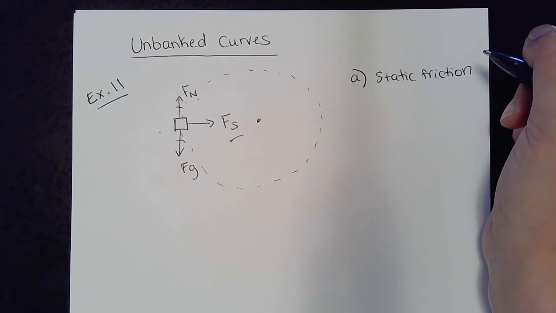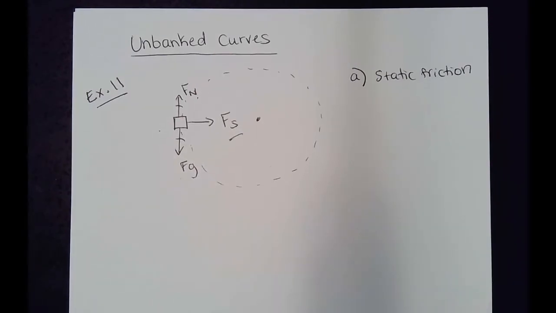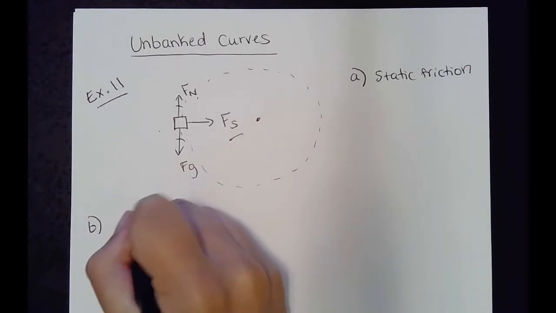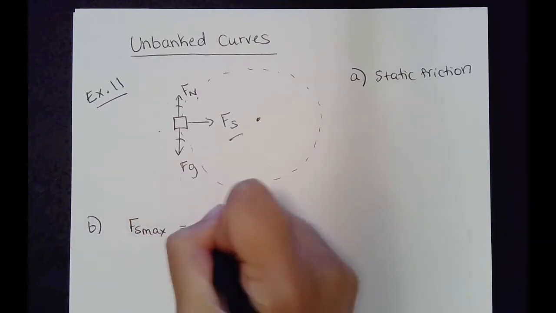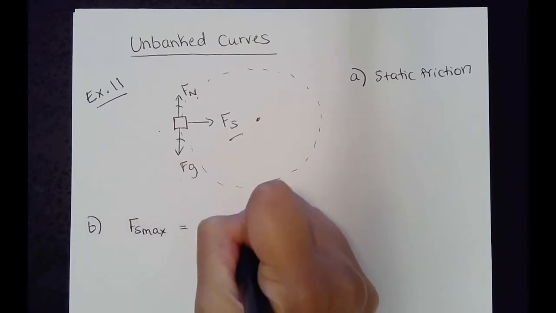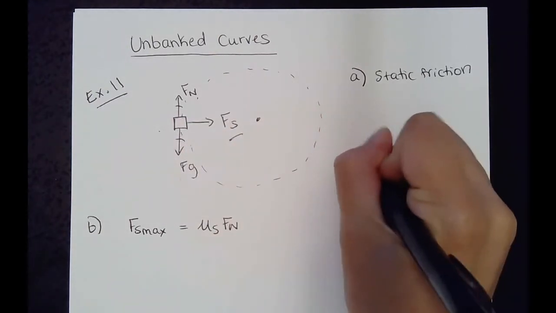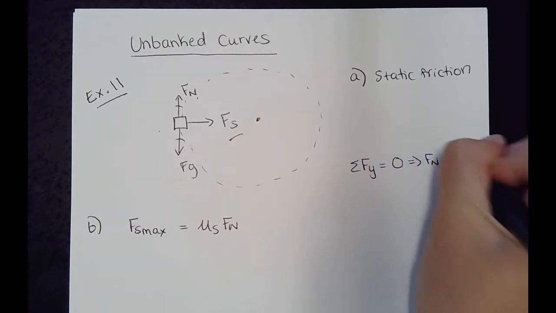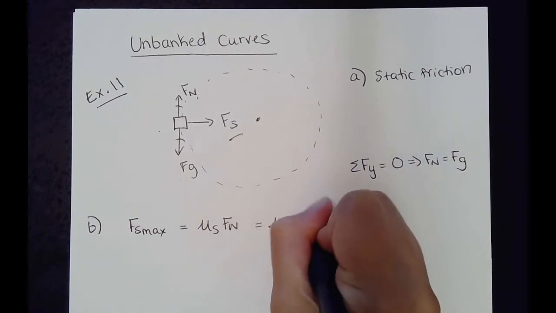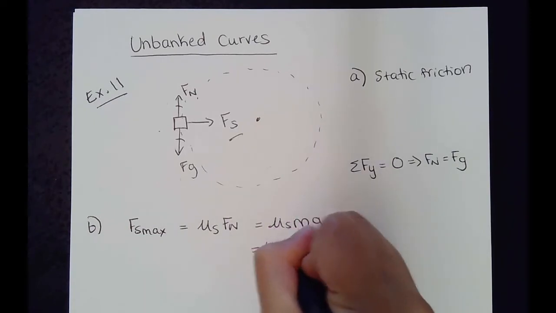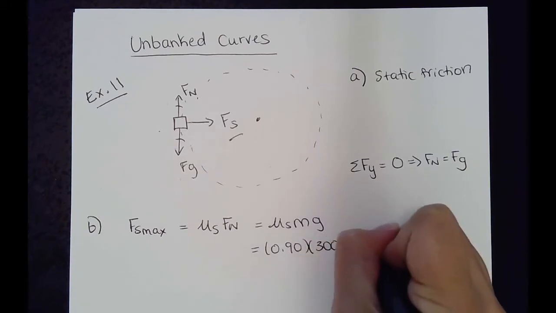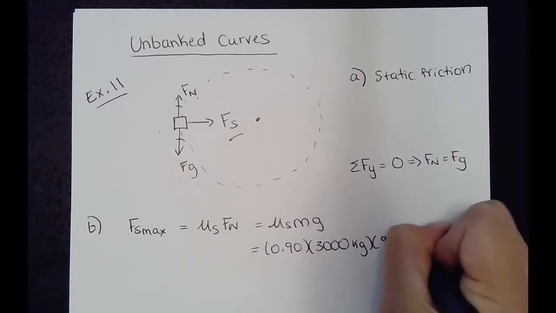All right, now for part B, we want to know if the car can make it around the circle without slipping. So let's find the maximum value of static friction that's available for this coefficient. So that's mu s Fn. Again, because these forces are balanced in the y direction, we have Fn equals Fg. So this is mu s mg, which is 0.90, the coefficient of static friction, times 3,000 kilograms, times 9.8 newtons per kilogram.